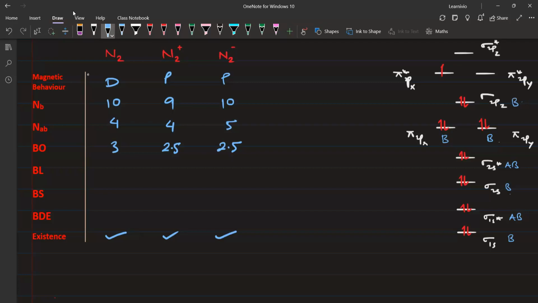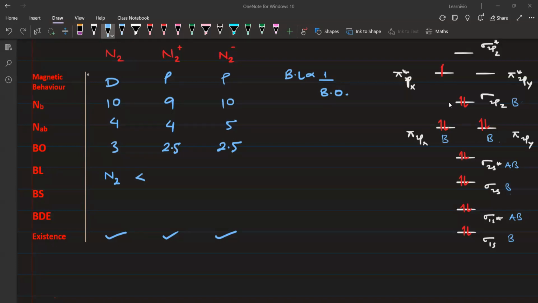If I look in this case, first of all you have to see the bond order. Bond length is inversely proportional to the bond order. N2 will have the smallest bond length. Sir, your voice is breaking. Excuse me. How is it now? Any better? Let me just read a few things. Magnetic behavior, number of bonding, number of anti-bonding, bond order, bond length, bond strength, bond dissociation energy, existence. Yes sir.